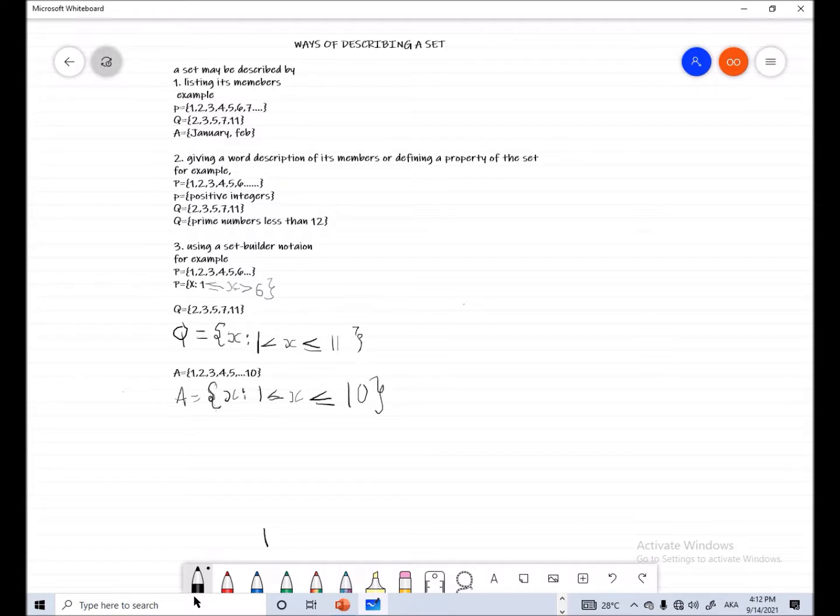I hope it's clear. I hope it's very clear. And that is it. So that is how we describe sets. We are good to go. Okay, what about this set we have? 2, 3, 5, 7, 11.